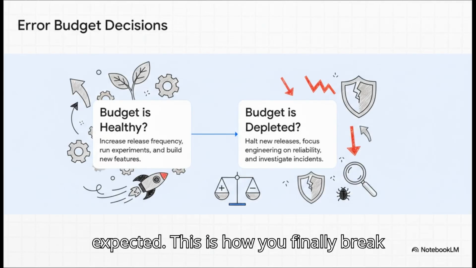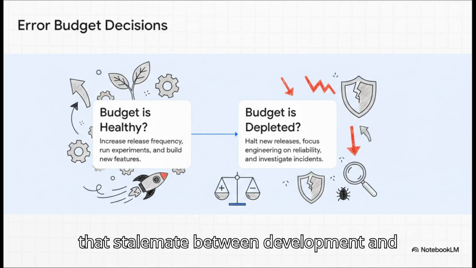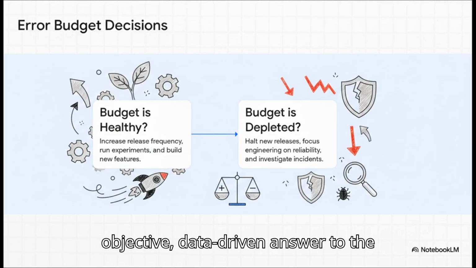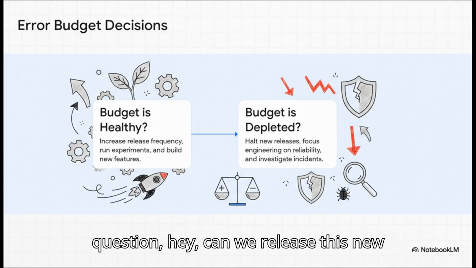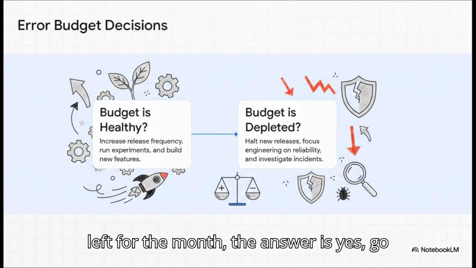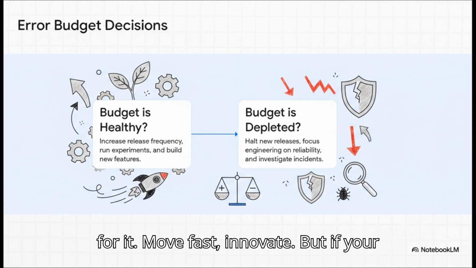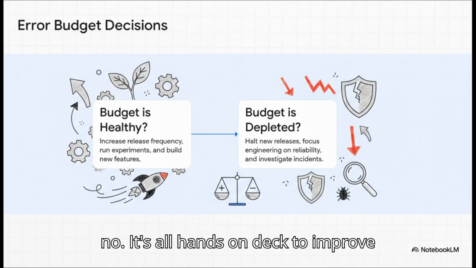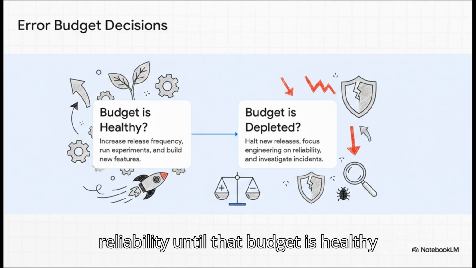This is how you finally break that stalemate between development and operations. The error budget gives you an objective, data-driven answer to the question, hey, can we release this new feature? If you've got plenty of budget left for the month, the answer is yes. Go for it. Move fast. Innovate. But if your budget is all used up, the answer is a hard no. It's all hands on deck to improve reliability until that budget is healthy again.